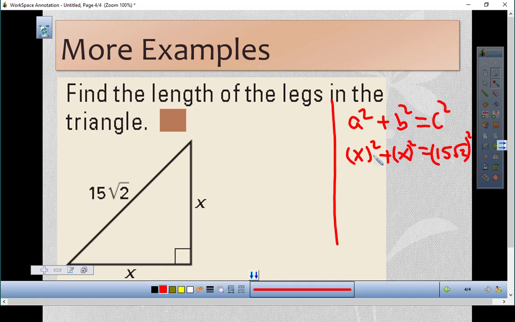Well, if we add these two together, these two are the same, right? So we get 2x squared is equal to what? This is 15 times 15, and then square root 2 times the square root of 2. So it's 15 times 15 times 2. I'll do this on my calculator. 15 times 15 is 225, times 2, 450, I think.